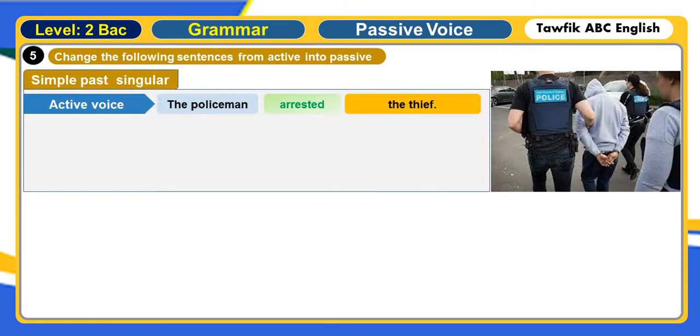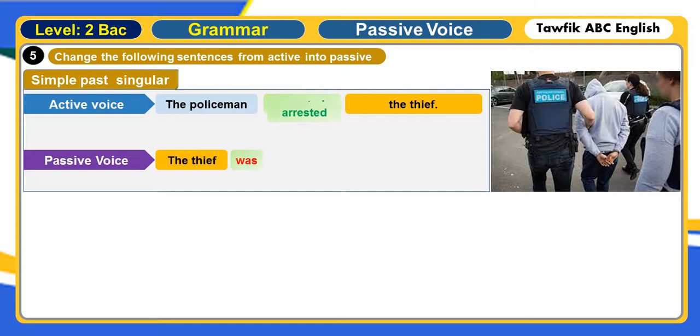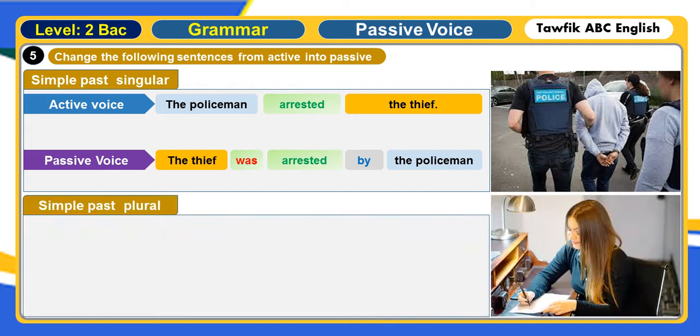Simple past again. The policeman arrested the thief. Donc نديرو the thief was arrested by the policeman. I think it's clear now.